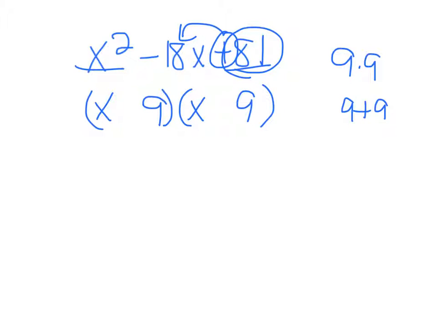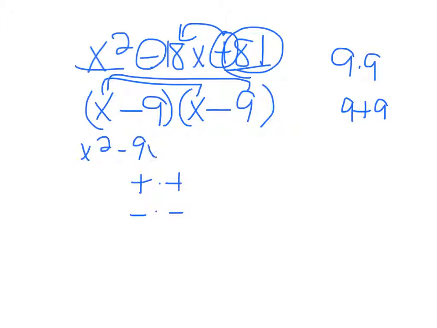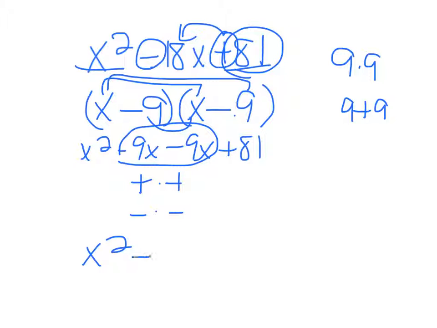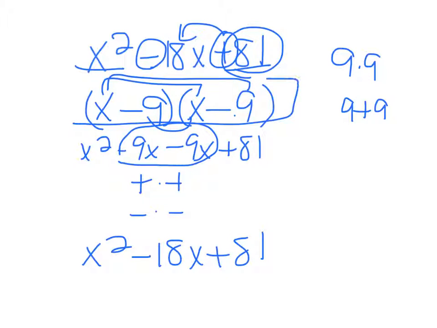Now to get a positive on the end, you either have to have a positive times a positive or a negative times a negative. Because your middle term is negative right here, you're going to use the two negatives, so that when you multiply this back out, you would get x times x is x squared. And then here you would get minus 9x. Here you get minus 9x. And then negative 9 times negative 9 would be a positive 81. And your two linear terms combine to give you the negative 18x. So you would be back to x squared minus 18x plus 81. So that's, again, the factoring pattern.